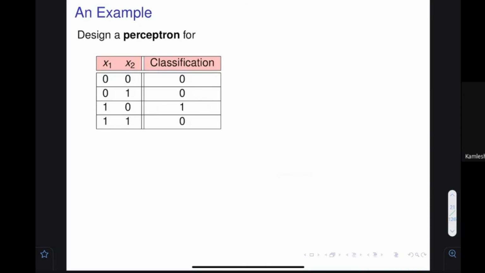What do you mean by this? That perceptron weight be such that when I give 0, 0, it gives 0; 0, 1, it gives 0; 1, 0, it gives 1; 1, 1, it gives 0. First thing that you should ask is whether this data is linearly separable or not. So 0, 0, 0, 1, 1, 0, 1, 1.